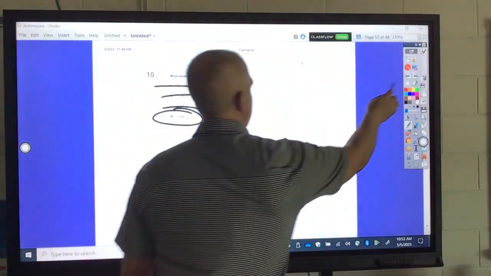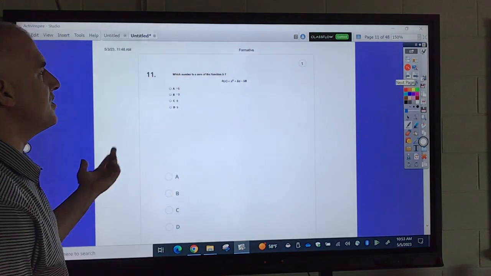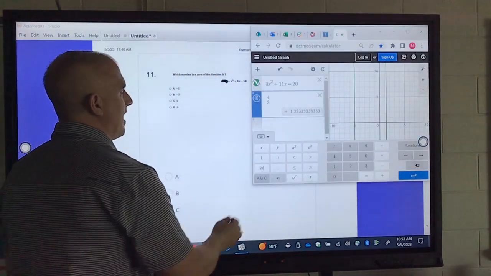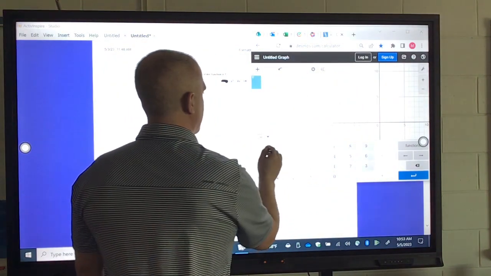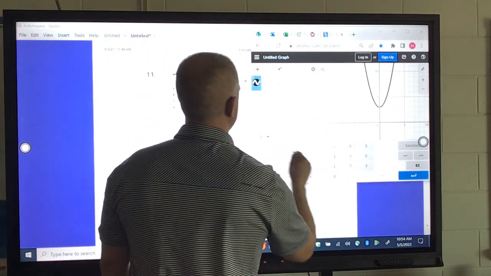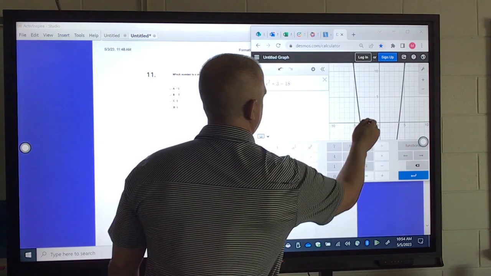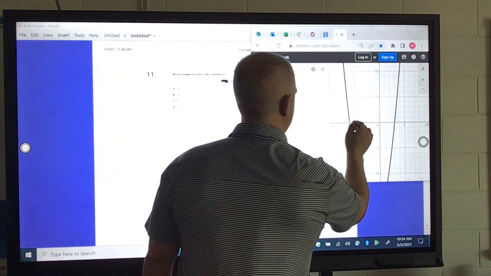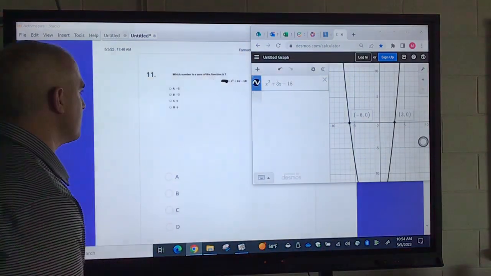Okay, 11. Now this one, it wants a 0. I don't want to type that h of x in. That does not matter. Just type in the other part, x squared plus 3x minus 18. Whoops, forgot the x in there. All right, so I got an answer of negative 6. I got an answer of 3.